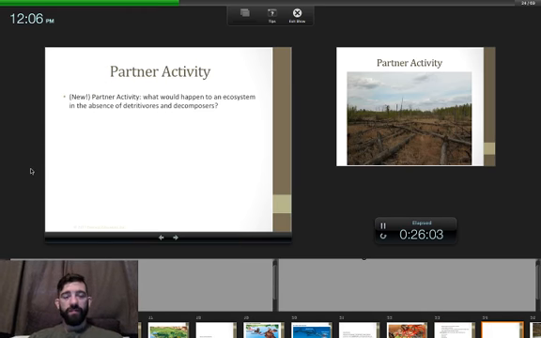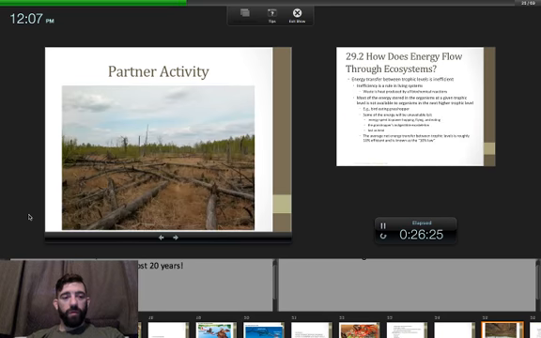Okay, so my next question for you guys is, what would happen to an ecosystem in the absence of detritivores and decomposers? So pause this, think about it, say it out loud, tell it to your roommate, talk to a rubber duck, whatever, write it down. All right, welcome back. So let's talk about what would happen.